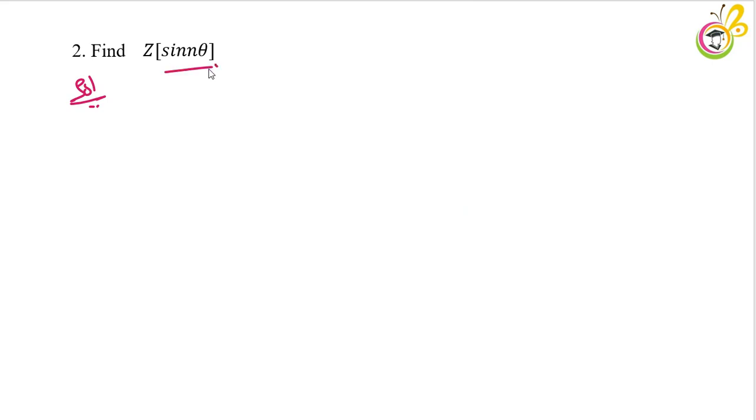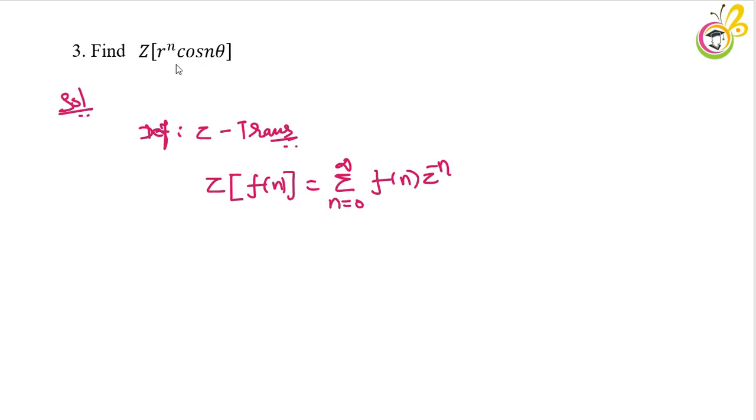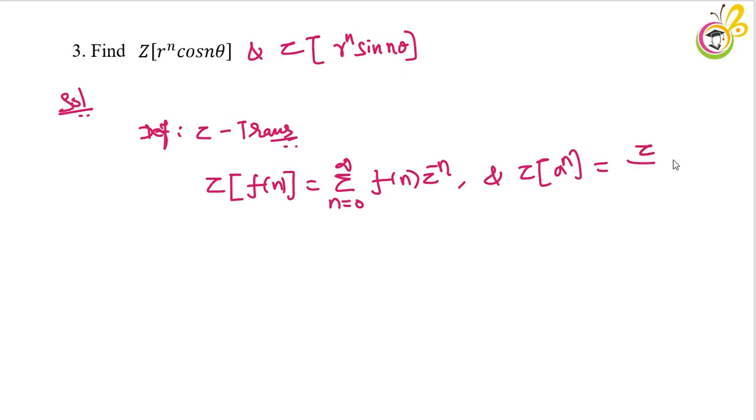Yeah, also we combinedly do that work. So now we move to the next problem. This is Z of r^n cos n theta, and also we can find Z of r^n sin n theta combinedly. So by the definition of Z transform, you write it, and also we know that Z of a^n is z by z minus a.